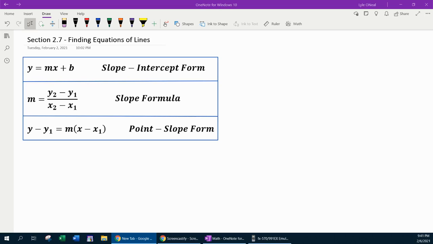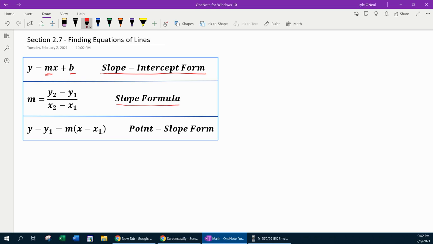First, we have slope-intercept form. Slope-intercept form is useful if you're given the slope and the y-intercept, or the slope and any point in general. The slope-intercept form can be used to find the equation of a line.